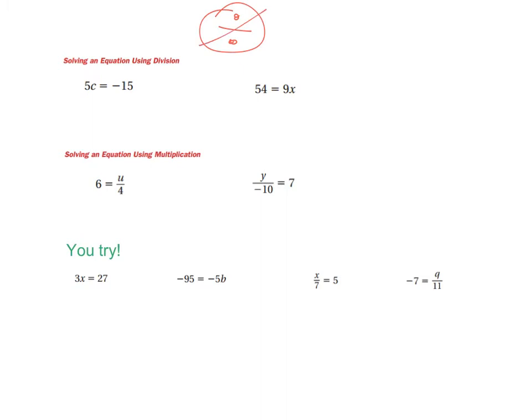So we're going to divide by using the fraction bar. So we're going to divide the left side by 5. We're going to divide the right side by 5. 5 divided by 5 cancels. That becomes 1c, and 1c is just c, equals negative 15 divided by 5. Your signs are different, so the answer is going to be negative, and 15 divided by 5 is 3.